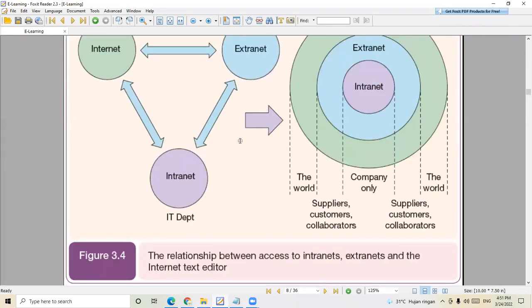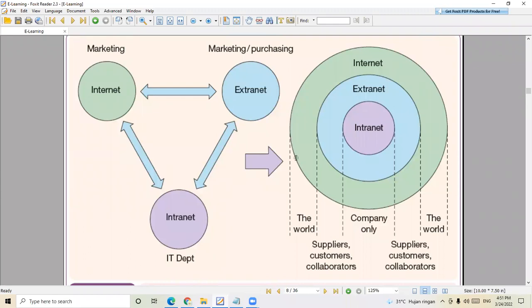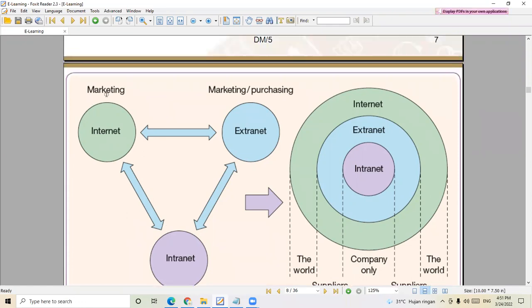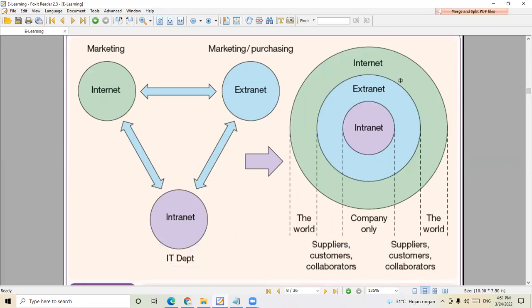So this figure is easier to understand, the relationship between the internet, the extranet, and intranet. The intranet is internal only, and the internet can be used for marketing. For the extranet, if the company wants to have a secure environment and they don't want to share their network with the public, they may use the extranet. And this is the relationship. So the intranet is the company only.